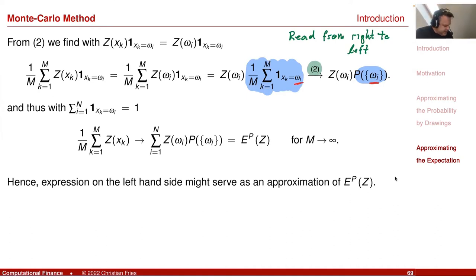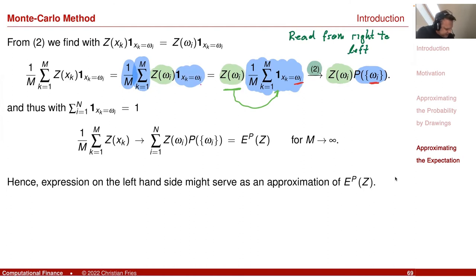If that is the approximation for the probability, I just multiply here with the values, that of omega I. And if I now take the sum over I, I get the expectation. So that's the set of omega I. So now you can move the set inside this sum. So just move the set here inside. So you have that going now from right to left. This is z of omega I multiplied with the indicator function xk is equal to omega I, summed over all k's divided by m. And now you have another nice thing.